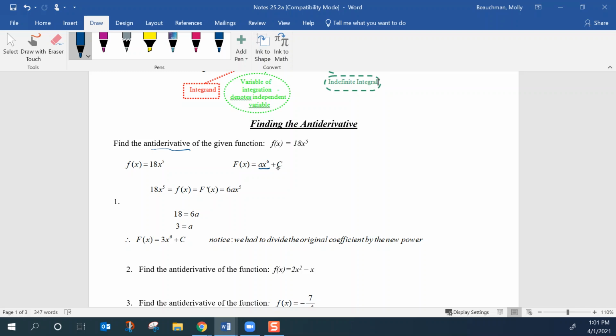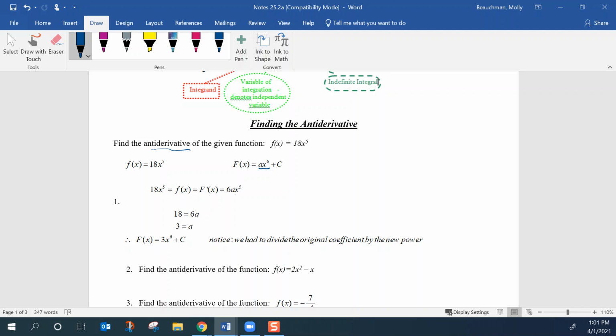So 18x to the fifth, if we take the opposite, the antiderivative, we know that it's 6 times a times x to the fifth. So 18 equals 6a, so a is equal to 3. So that means that the antiderivative is 3x to the 6th plus c.